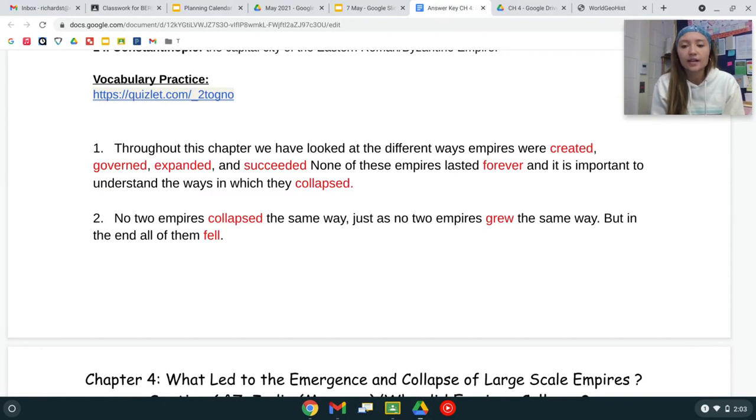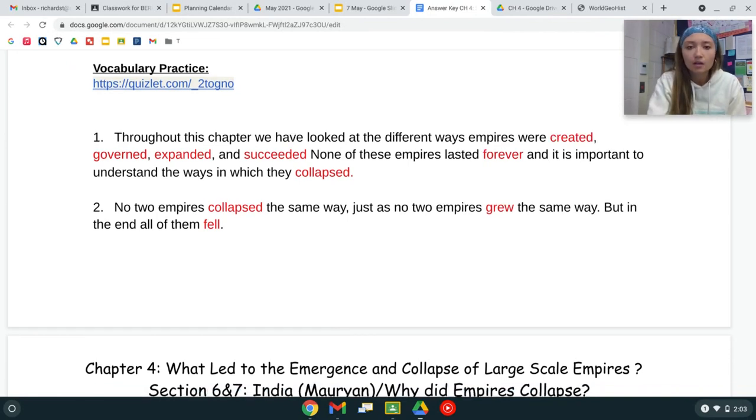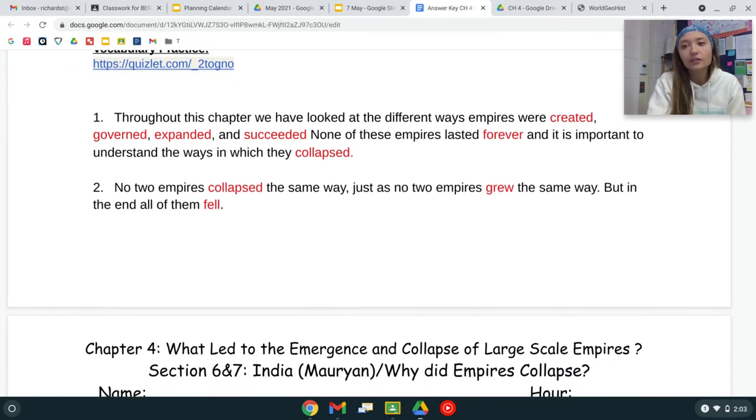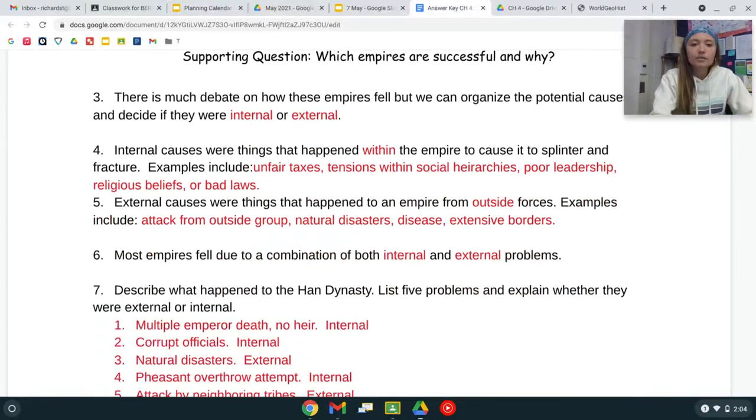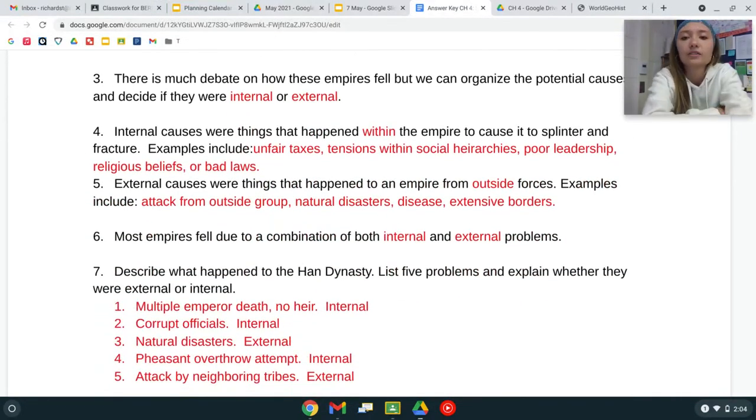None of these empires lasted forever, and it is important to understand the ways in which they collapsed. Okay. Make sure you're following along and filling this in if you didn't get to this one. Number 2, no 2 empires collapsed the same way, just as no 2 empires grew the same way. But in the end, all of them, what? Fell. Good.